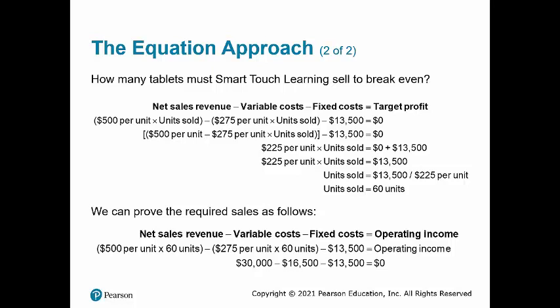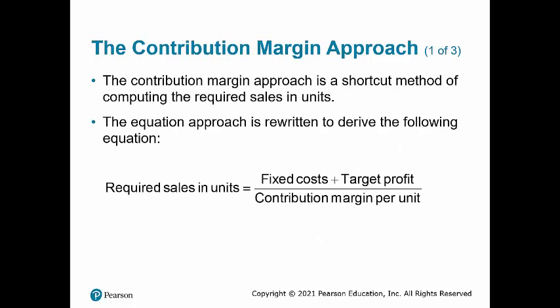We can prove that is true by plugging 60 back into the equation. $500 per unit times 60 units is $30,000. $275 per unit times 60 units is $16,500, and we would subtract that and the fixed cost of $13,500 from $30,000, and we would get operating income of 0.